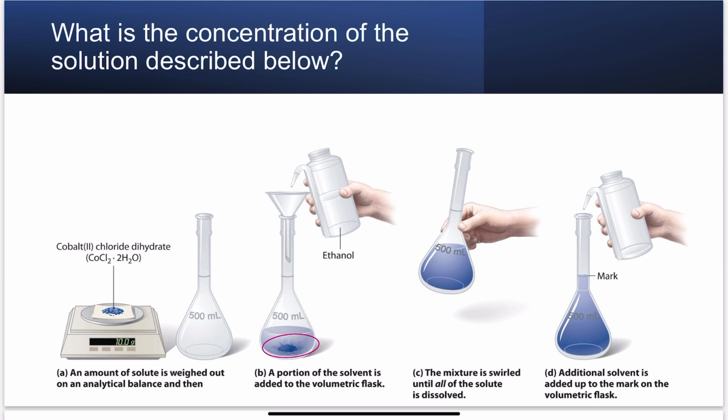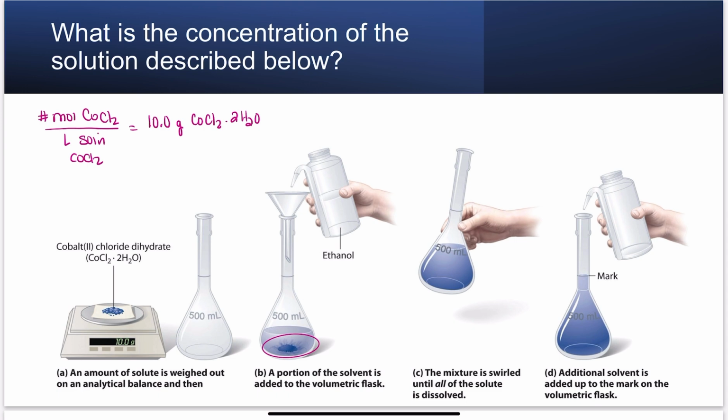What I want is number of moles of cobalt 2 chloride over liters of my solution. Notice I'm not writing the dihydrate here because water's going to just make more of it in the solution, but I do have to factor that water into the mass of the compound, okay? So what I want is the number of moles per liter of solution. I've got 10.0 grams of CoCl2·2H2O.